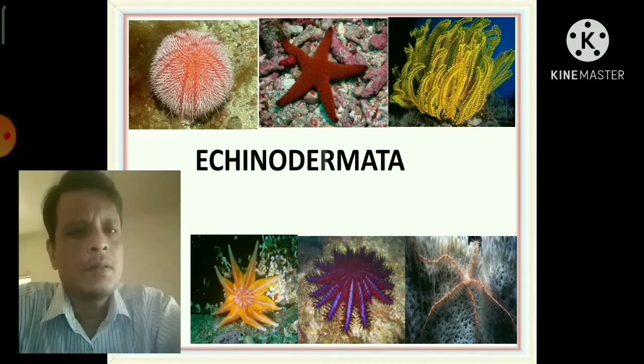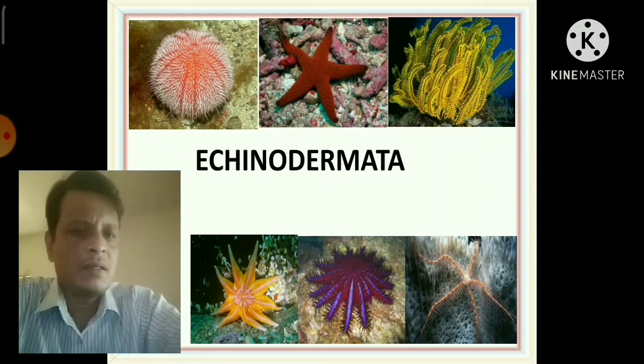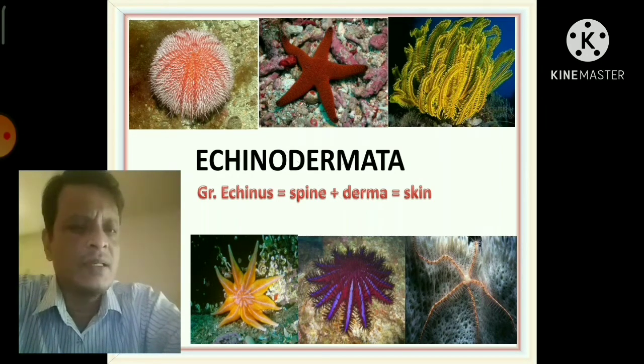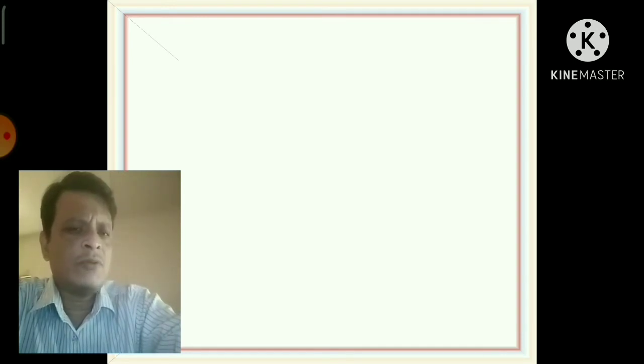Now our last non-chordate phylum, that is the Echinodermata. Echinodermata comes from the Greek word echinos, which means spine, and derma means skin. So all the members of the animals belonging to the phylum Echinodermata bear numerous spines on their body surface.